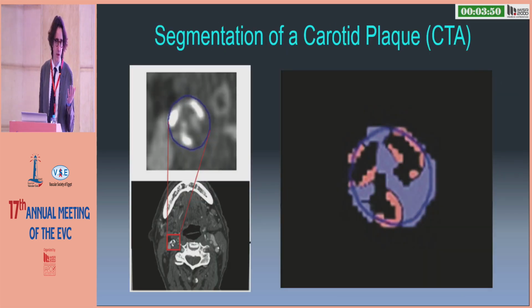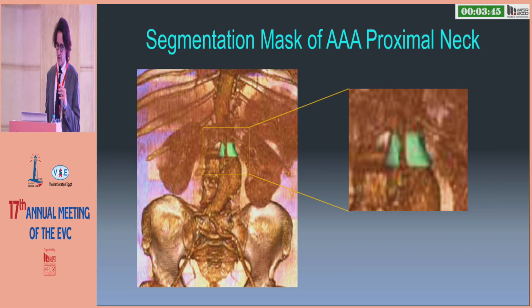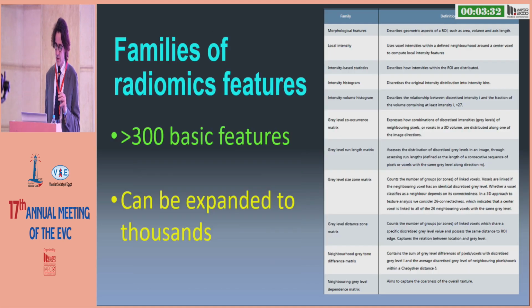This is a very easy example of a segmentation of a carotid plaque from a CT scan with 3D Slicer. And this is an example of a segmentation of an aortic neck in an infrarenal aortic aneurysm. So you see, this looks very familiar, and we use that for many other purposes. Then, once we have done the segmentations, we have to run the data from the segmentation through another software which helps to extract the features, which are the quantitative information that we are interested in from the images.